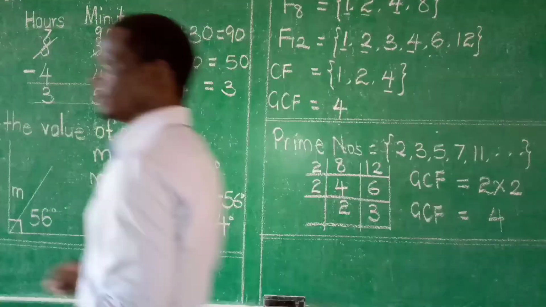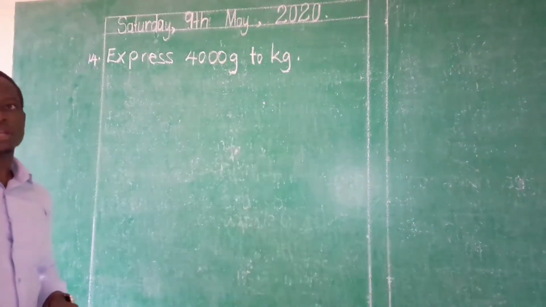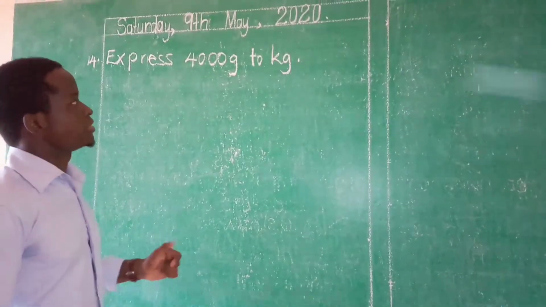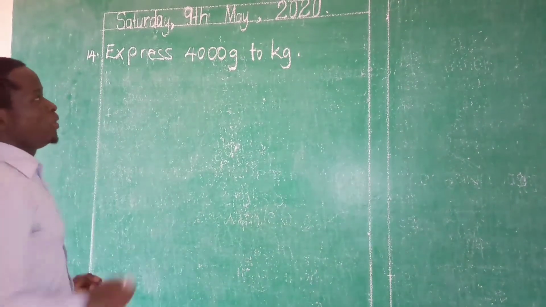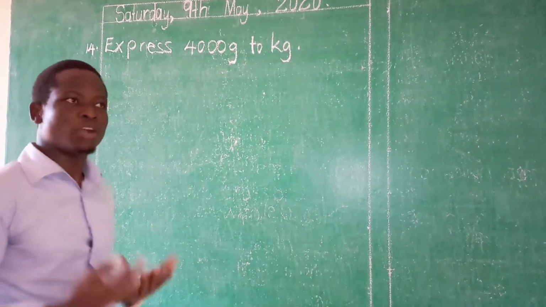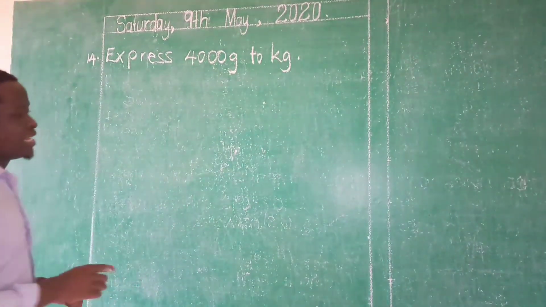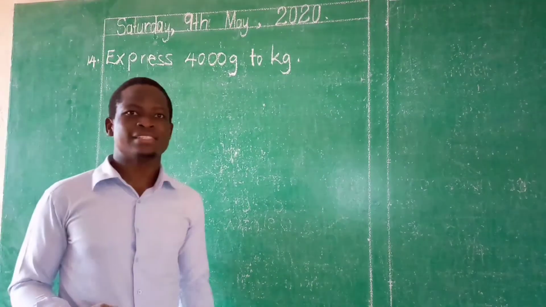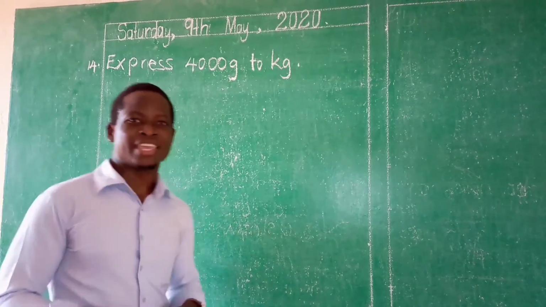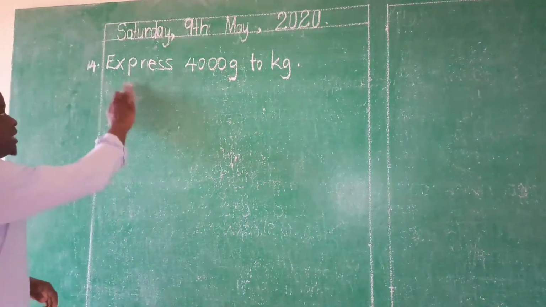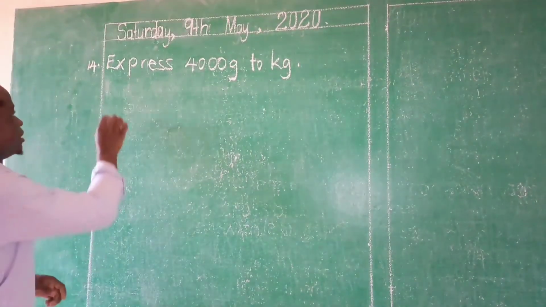Question 14. It reads, express 4,000 grams to kilograms. The moment you hear of grams and kilograms, what comes to your mind? How many grams make a kilogram? To remember that, you know our sentence, King Henry's daughter Grace dances Congolese music. Yeah, my learners, you know that. That sentence reminds us of these units for measuring weight or mass.